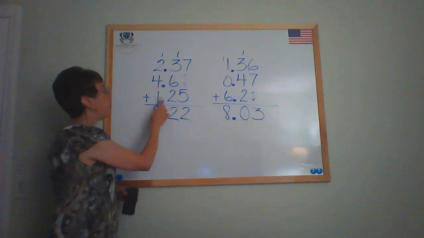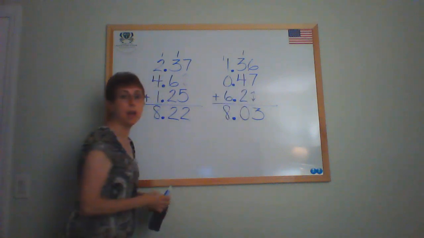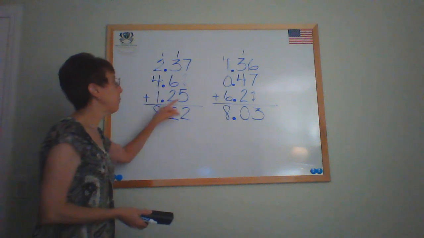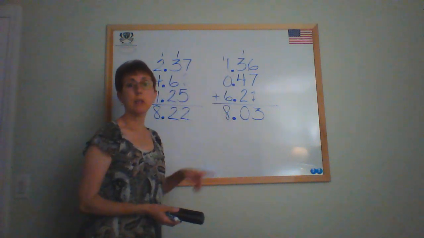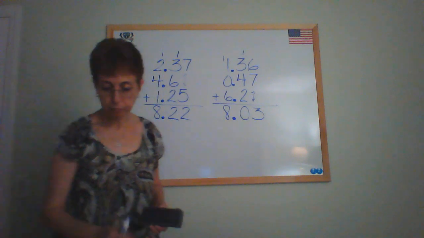Again, don't worry about a different number of digits. You don't need to worry about that as long as you're lining up those decimal points. That's the most important thing. The decimal points have to be lined up.